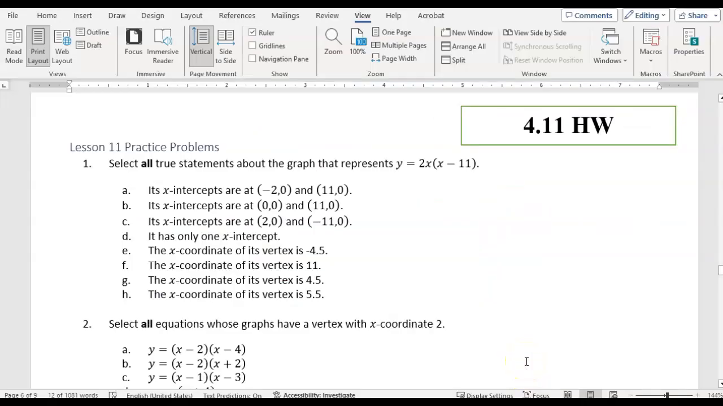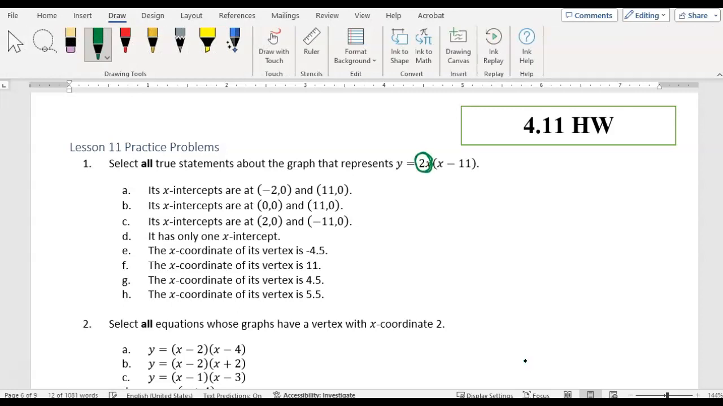So in homework 4.11, it says select all true statements about the graph that represents y equals 2x times x minus 11. It says its x-intercepts are at -2, 0 and 11, 0. Well, let's see. You saw one of these actually in the class routine. Somebody started to get confused. 2x is a factor, so we're going to look at 2x equals 0, and then x minus 11 equals 0. Well, x equals 0 here, and x equals 11 here. So we have 0, 0 and 11, 0 as our points. So B is true.